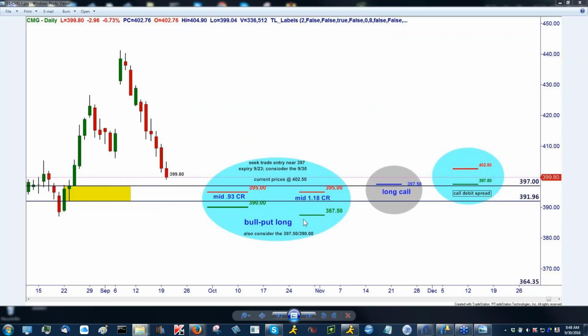You can ignore all this stuff on the chart here. In fact, that's a mistake. This is a bull put short, if you know anything about options. So at any rate, this is what I was looking for. When price returns to this level, I expect to see a pop out of here.